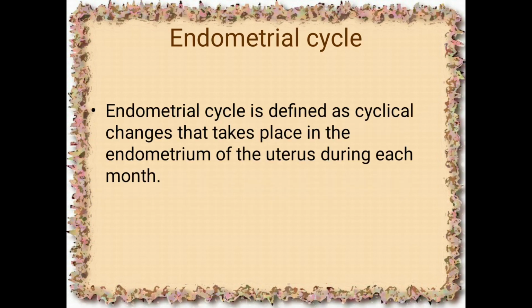Endometrial cycle. What is this endometrial cycle? The endometrial cycle is defined as cyclical changes that take place in the endometrium of the uterus during each month. So we see the uterus has the myometrium and the endometrium. This endometrium undergoes cyclical changes during each month, which we will see during each phase of the menstrual cycle. So this is called the endometrial cycle.